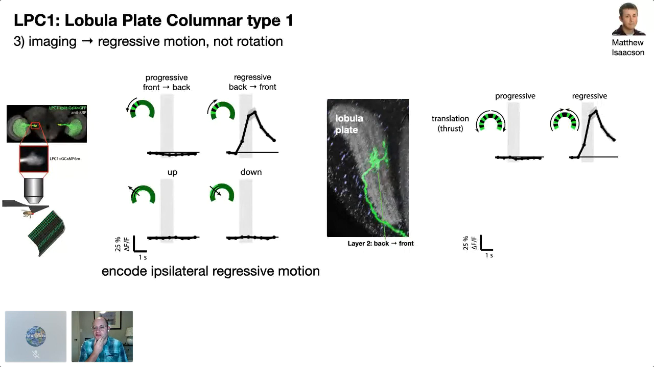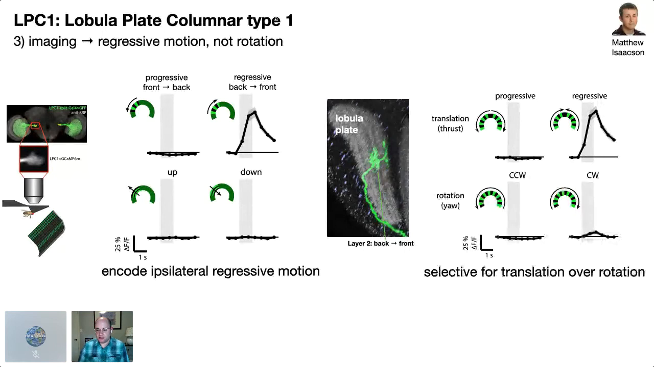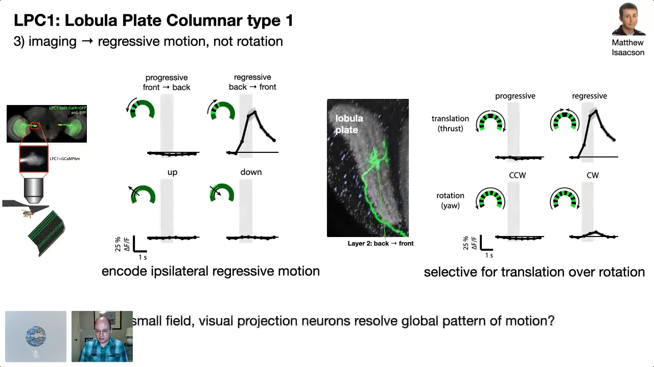So then if you present full field stimuli, which combine motion on the other side of the eye, what we found is that the neurons are exquisitely sensitive to regressive optic flow, and not at all responding to rotational visual motion. So we have this selectivity for translation over rotation, which is really surprising because these are small field visual projection neurons. And so it's unclear how they could resolve global pattern of motion.